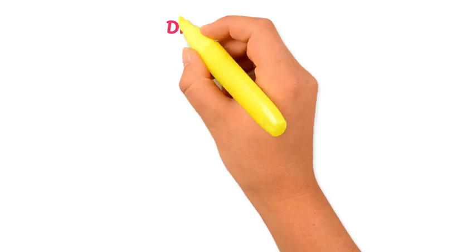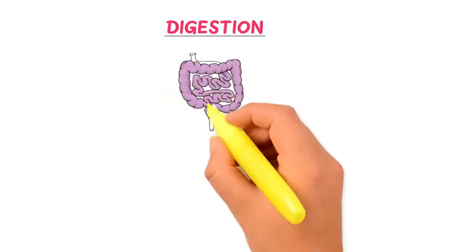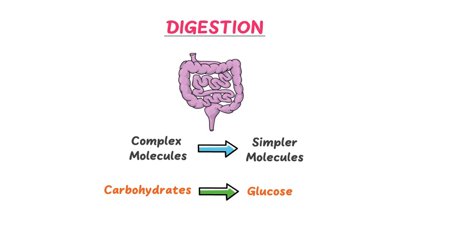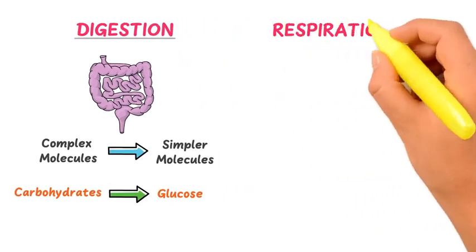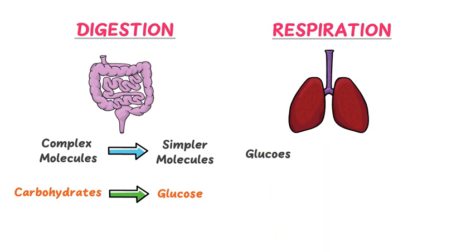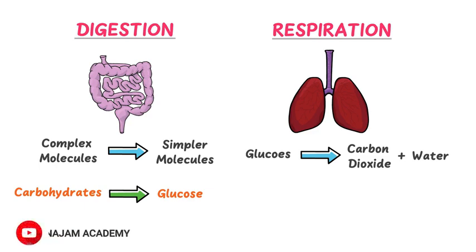The second example of chemical change is digestion. During digestion, complex molecules are converted into new and simpler substances in the presence of enzymes. For example, carbohydrate is converted into glucose. The third example of chemical change is respiration. During respiration, glucose in the presence of oxygen is converted into carbon dioxide plus water. Thus, burning of food, digestion, respiration, etc. are the processes in which chemical changes occur.